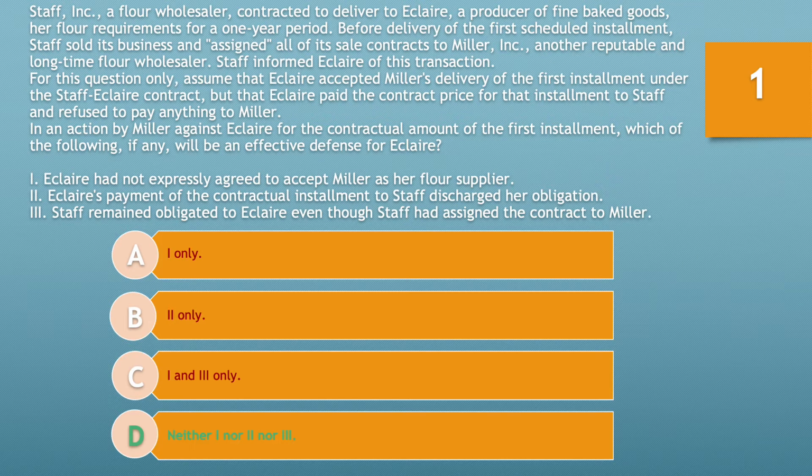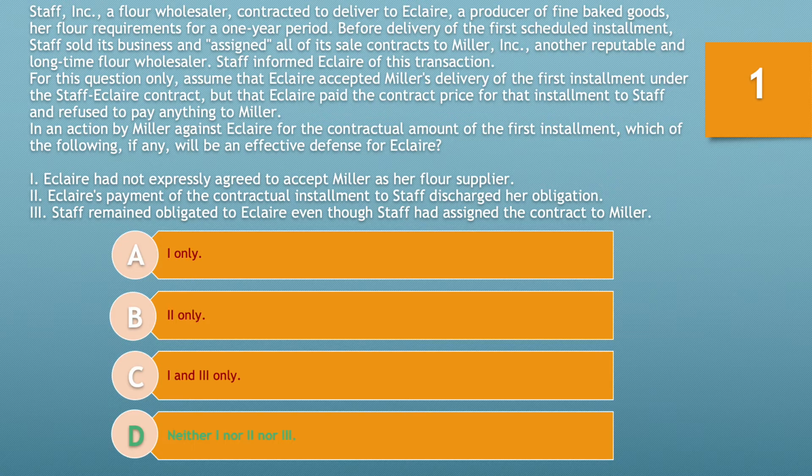A payment by the obligor to the assigner is legally effective until the obligor is notified of the assignment. Here, Staff assigned its contract with Eclair to Miller, and Staff informed Eclair of this transaction. Staff is the assigner. Miller is the assignee, and Eclair is the obligor. While Eclair accepted Miller's performance under the assignment when she accepted Miller's flour delivery, this was not necessary for the assignment to be valid. Eclair's payment to the Staff for the delivery does not discharge her obligation to pay Miller because she was already notified of the assignment.